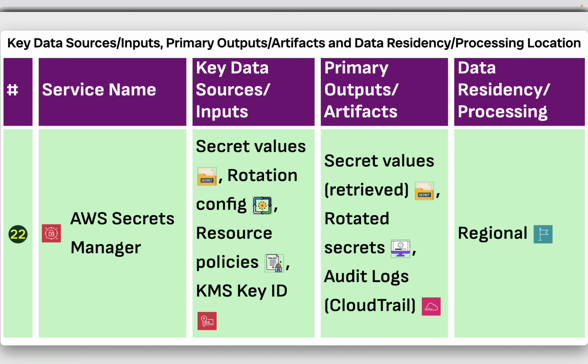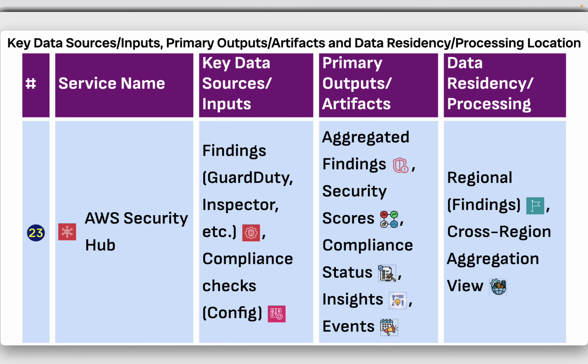Next, we have AWS Secrets Manager. Data sources are secret values, rotation config, resource policies, KMS key ID. Outputs are secret values which are retrieved, rotated secrets, audit logs. Residency is regional.